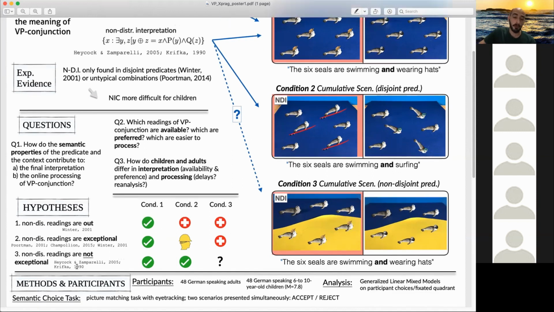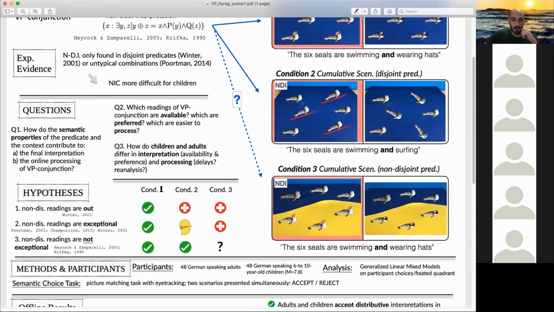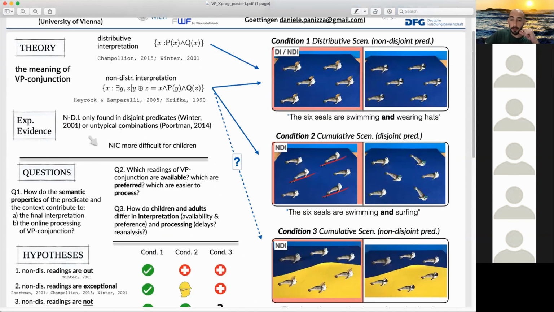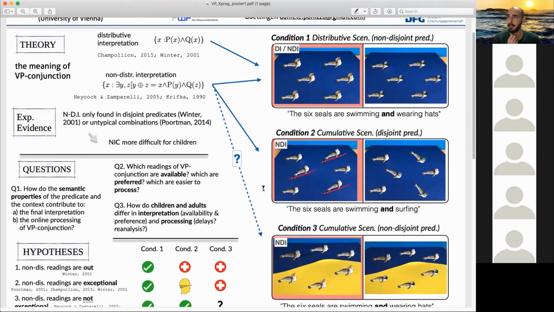And then you have a third hypothesis that says non-distributive readings are not exceptional, okay? VP conjunction is systematically ambiguous for some reason between a stronger and a weaker interpretation, just like implicatures, just like inverse scope, surface scope configurations, okay? Scope shift. So if this is true, then people should be completely fine here, but also completely fine here. And then who knows what they're gonna do in this condition, okay? Is this clear? Is there anything that is not clear? Anything that you want to ask?